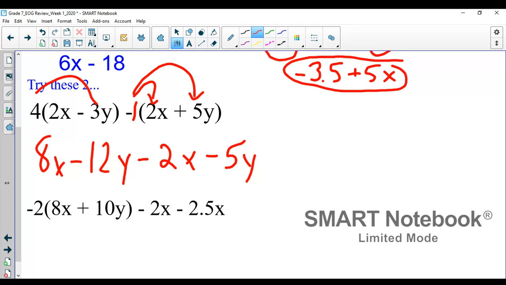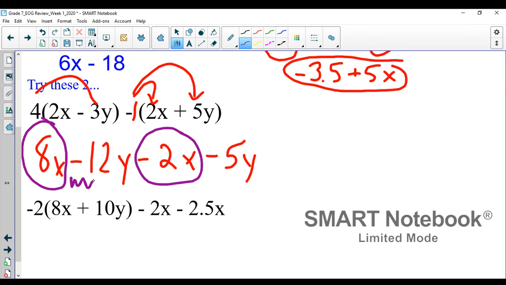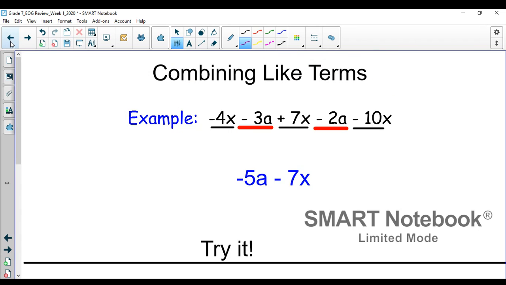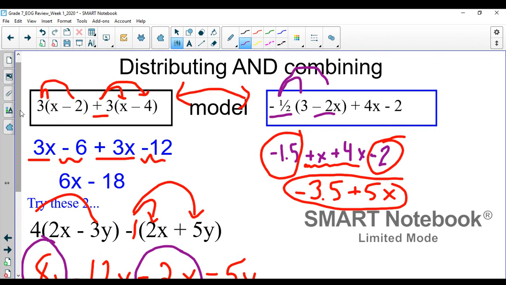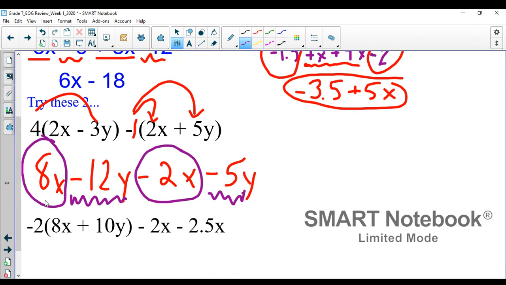Once we have everything distributed, we can code them. I have some x's here, 8x minus 2x. And notice when I'm drawing the symbols, I'm still making sure I have everything. The symbols are not floating around. When I drew the lines previously, I extended the line all the way to capture the symbols. If I'm going to draw circles or squares or boxes, I'm still going to make sure that I have all of the signs. Then I just combine my like terms.